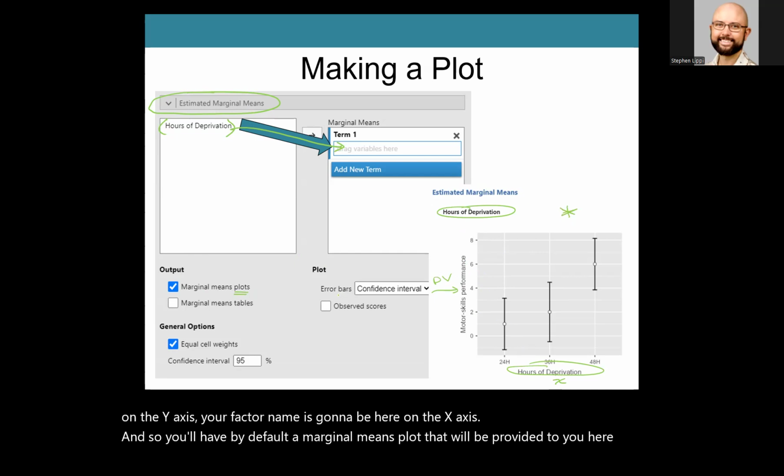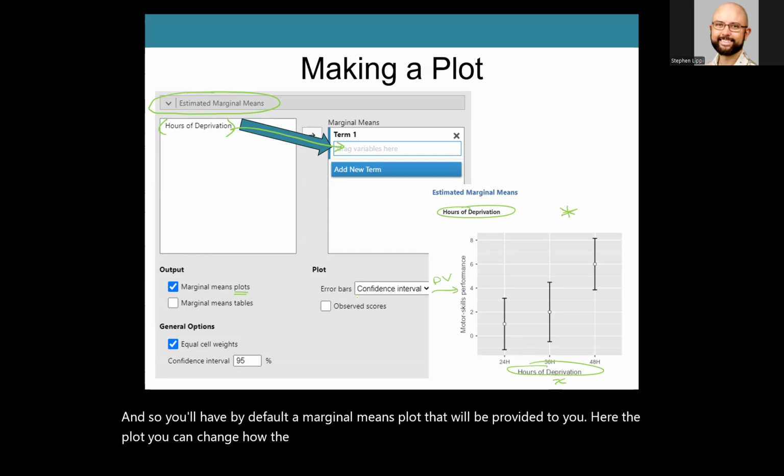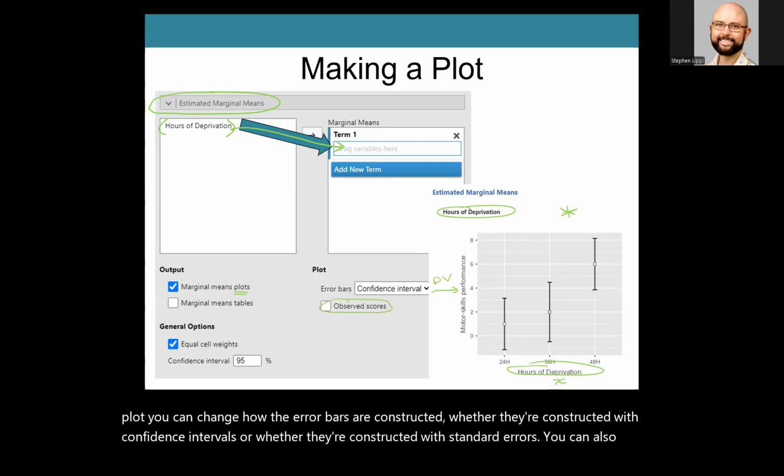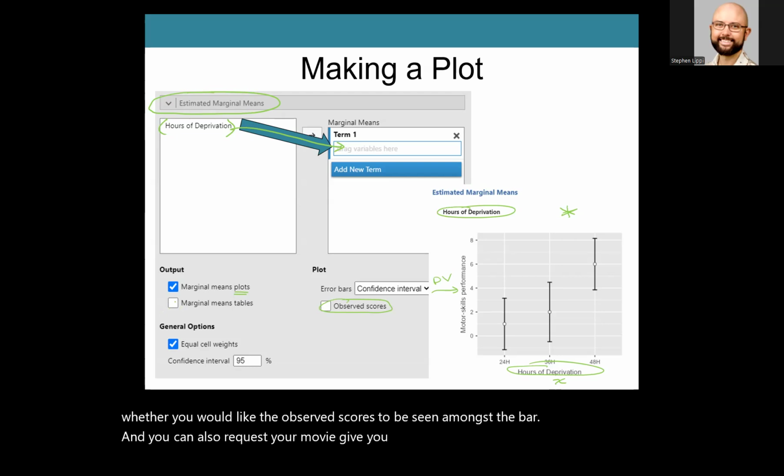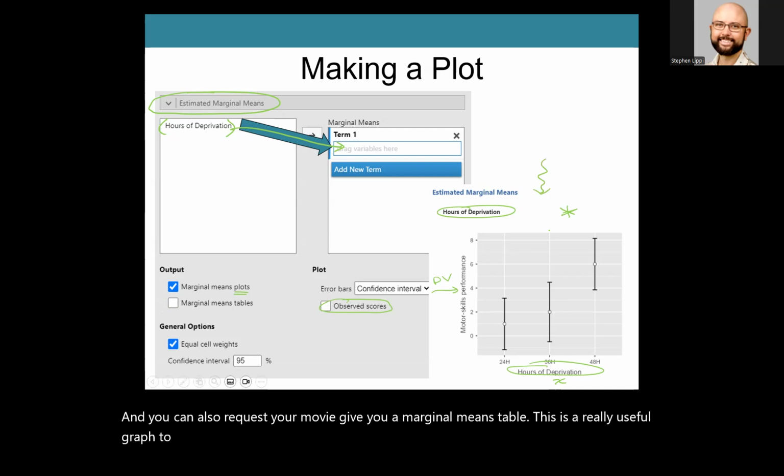With the plot, you can change how the error bars are constructed, whether they're constructed with confidence intervals or with standard errors. You can also select whether you would like the observed scores to be seen amongst the bar. And you could also request Jamovi give you a marginal means table. This is a really useful plot to get when you're interpreting post hocs, because it helps you to visually see the results.